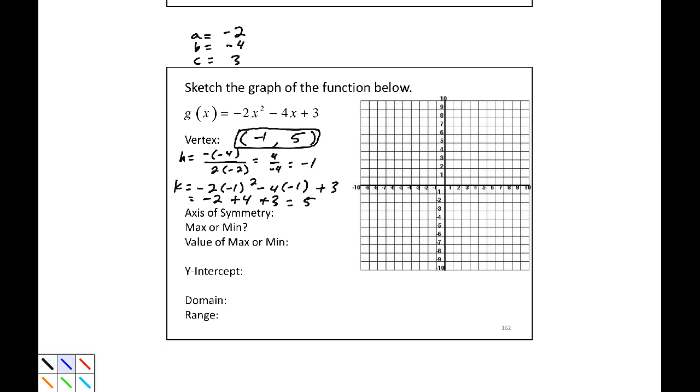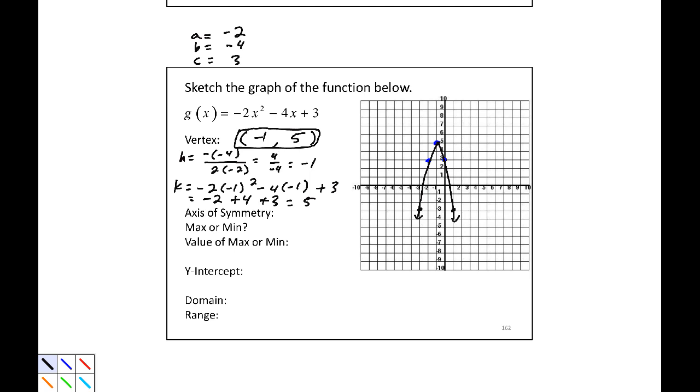Go ahead and plot that. Negative 1, positive 5. My a value is negative 2, which means this opens downward. And it's stretched by a factor of 2, so I find the points 0, 3, and negative 2, 3. And I have other points at negative 3, negative 3 and 1, negative 3, since I know how it is stretched. Knowing function transformations helps a lot.